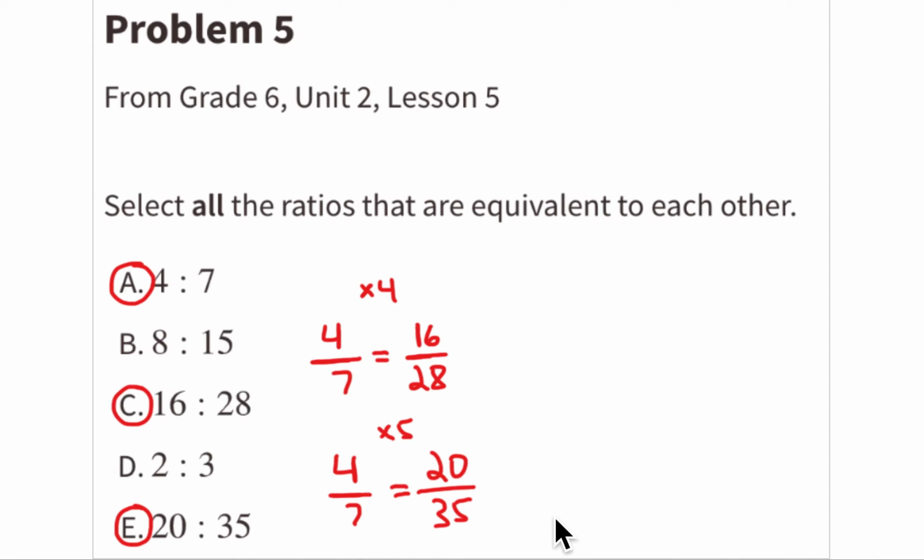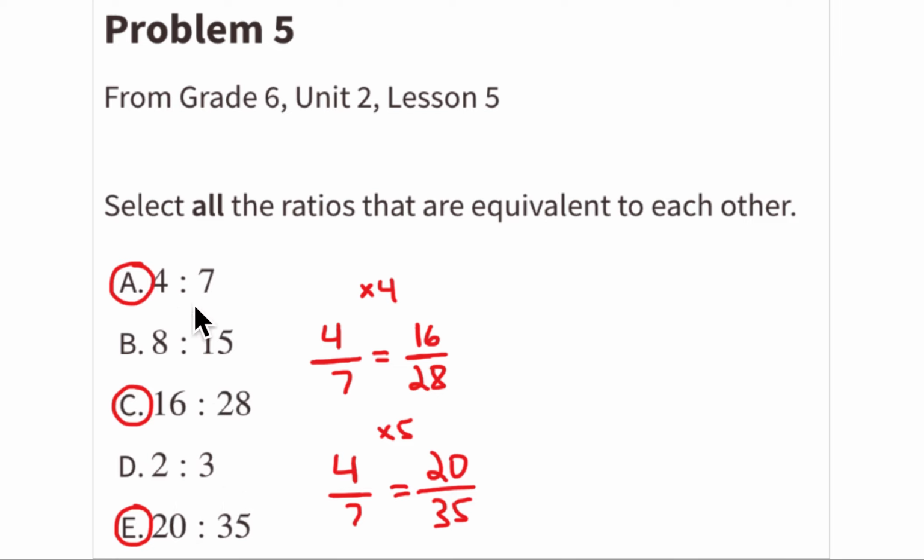All right. The last problem, what are equivalent ratios within these 5 ratios? So start with the 4 to 7. Are any of these other ones an equivalent ratio to 4 to 7? Well, 16 to 28 is. Multiply 4 times 4, 7 times 4. And 20 to 35 is. 4 times 5, 7 times 5. Those are the only ones that work.